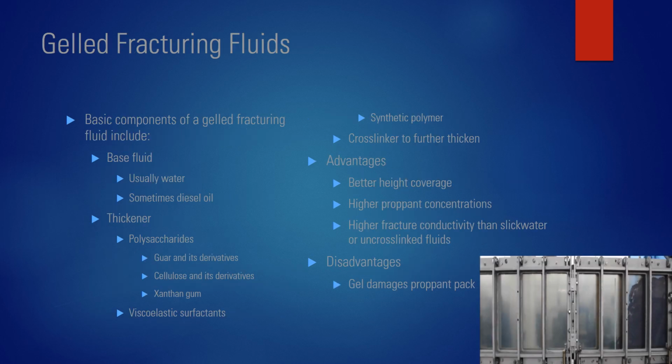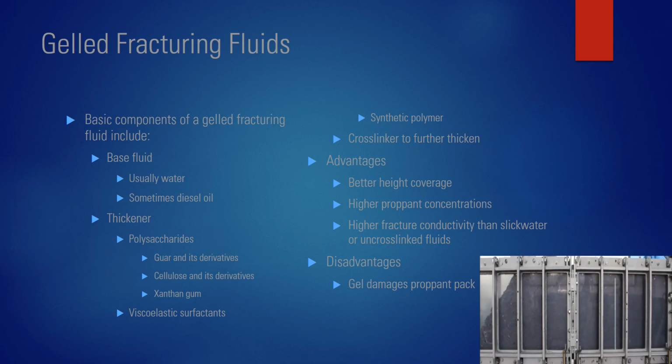Gelled fracturing fluids. Basic components of a gel fracturing fluid include the base fluid, which is usually water, but sometimes a hydrocarbon, most often diesel oil, and a thickener, most often a polysaccharide, for example guar and derivatives thereof. Cellulose and its derivatives are often used, xanthan is another one, as well as viscoelastic surfactants and some synthetic polymers.